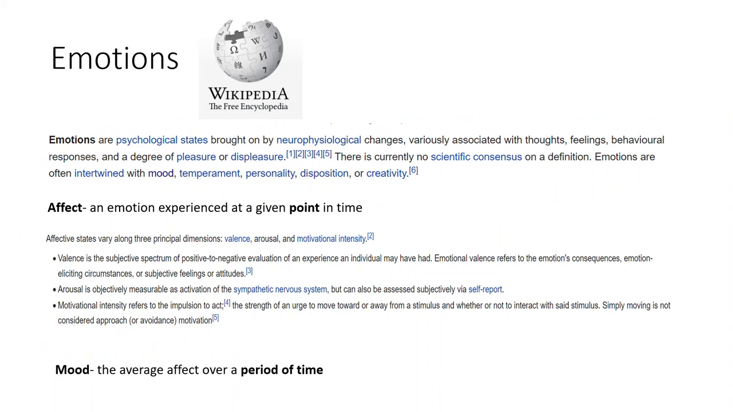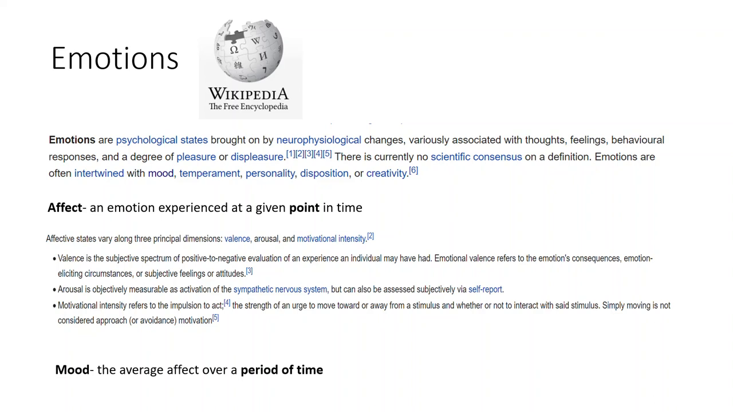And here's a more specific scientific definition. Emotions are psychological states brought on by neurophysiologic changes. So they're not only the brain, but our periphery is changing. And they're associated with thoughts, feelings, behavioral responses, and a degree of pleasure or displeasure. So this word gets obviously intertwined with mood, temperament, personality. Now, affect is an emotion or mood experienced at a given point in time. I'm going to come back to that in a moment.